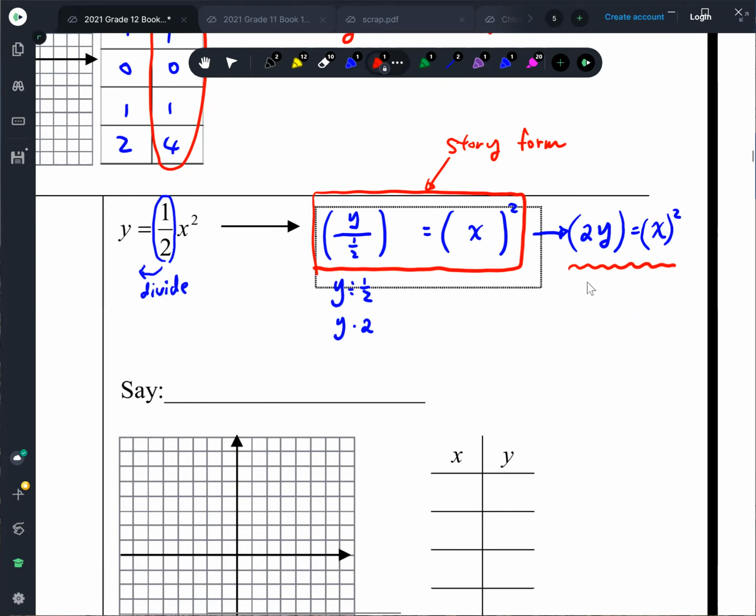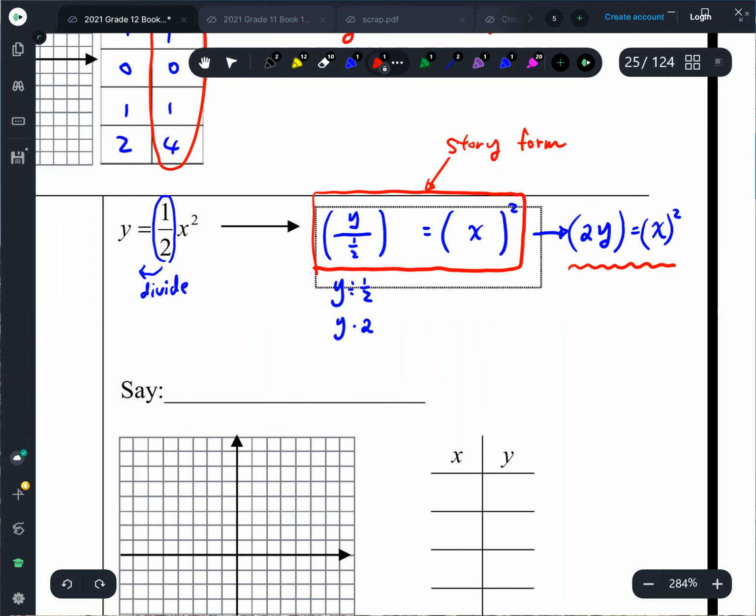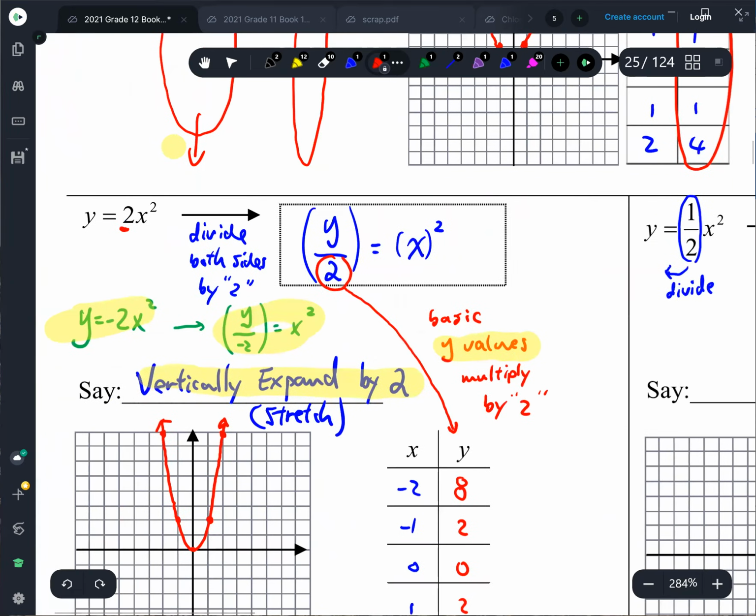Okay, so why do I want to keep it as y over 1/2 and not 2y, right? 2y looks simpler, but the number that we're going to use for describing how it got transformed is the number that's underneath. So I'm going to circle it. The 1/2 is the number that we'll be using to describe it, just like the previous question, the 2 under the y. So 2 is the number that will multiply all the y values to get the new ones.